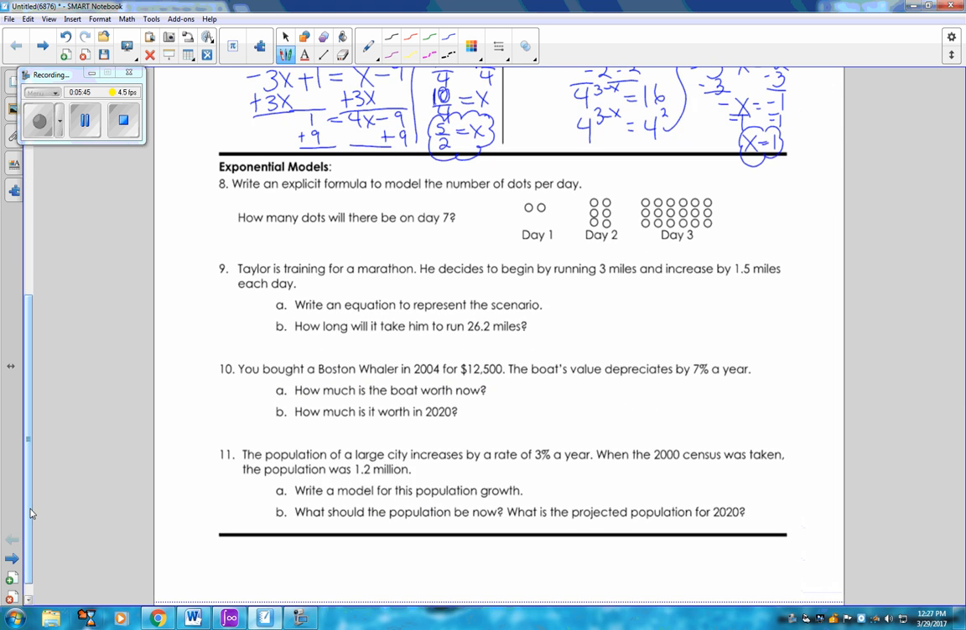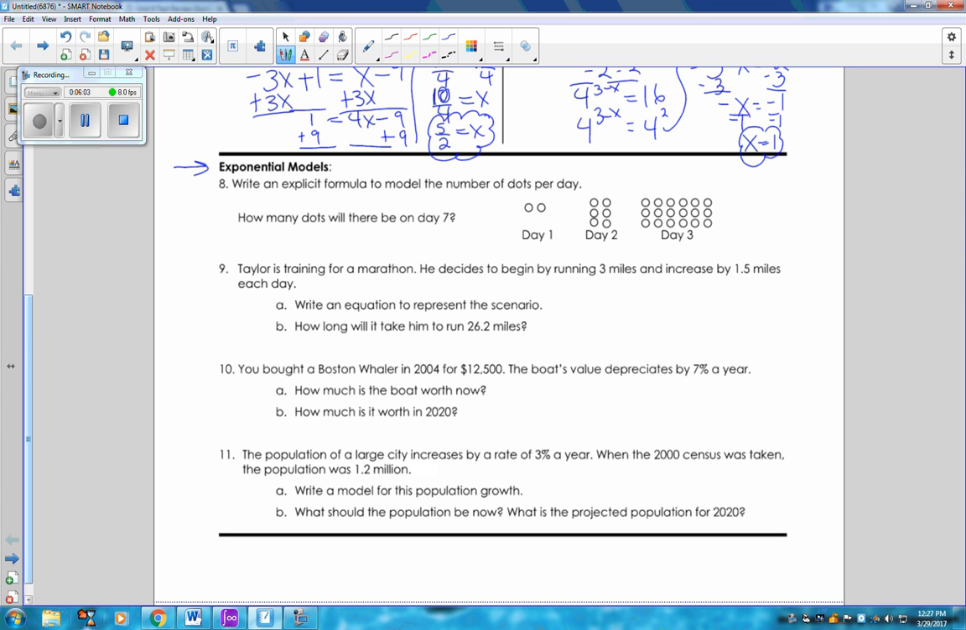Number 9, it says Taylor is training for a marathon. He decides to begin by running 3 miles and increase by 1.5 miles each day. Notice that this says exponential models. So you don't have to decide if it's exponential or linear or quadratic. This is exponential models. Write an equation to represent the scenario.